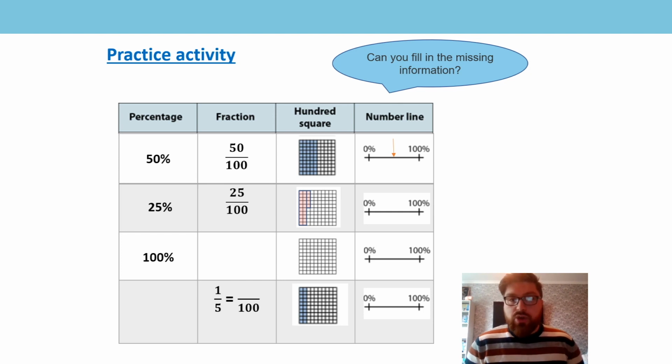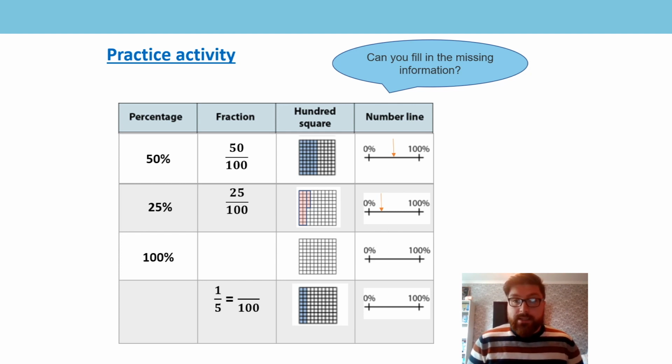And then I'm going to use my number line from the previous question to help me with this one, because 25% is exactly halfway between 0% and 50%. So my arrow is going to be about there. I hope you got that one right as well.